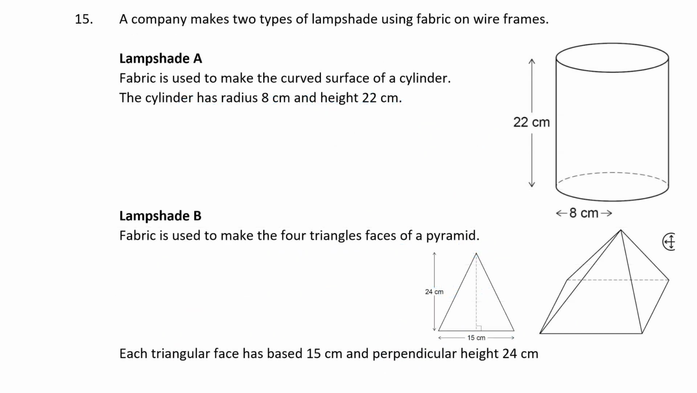Question 15. A company makes two types of lampshades using fabric on wireframes. Lampshade A: fabric is used to make the curved surface of a cylinder, and the cylinder has a radius of 8 centimeters and a height of 22 centimeters. That's both been given on the diagram. Lampshade B: fabric is used to make the four triangular faces of a pyramid. Each triangular face has a base of 15 centimeters and a perpendicular height of 24 centimeters.